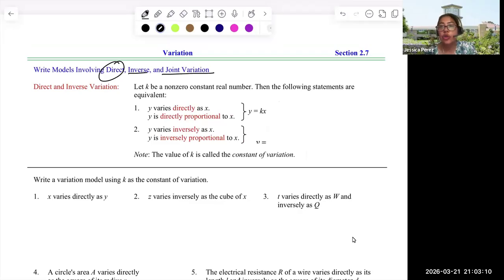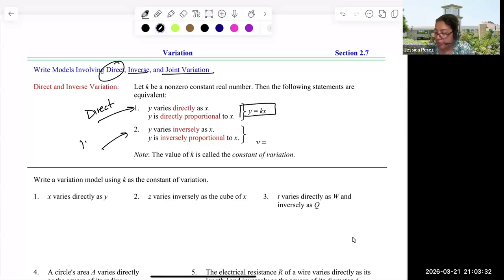If you have a direct variation, y varies directly as x. That means that y is directly proportional to x. That means you have y equal k times x because it's directly proportional. So y equals kx. Now this is the direct variation.